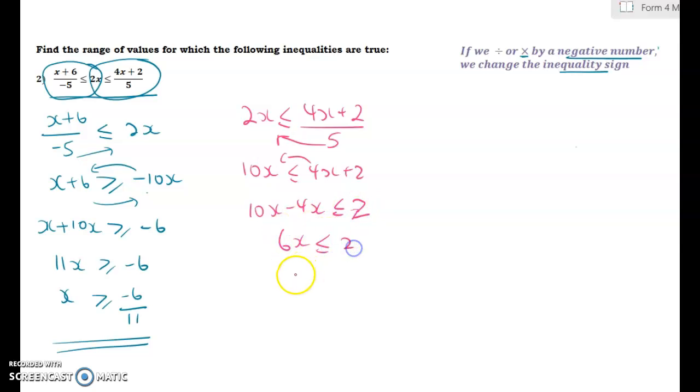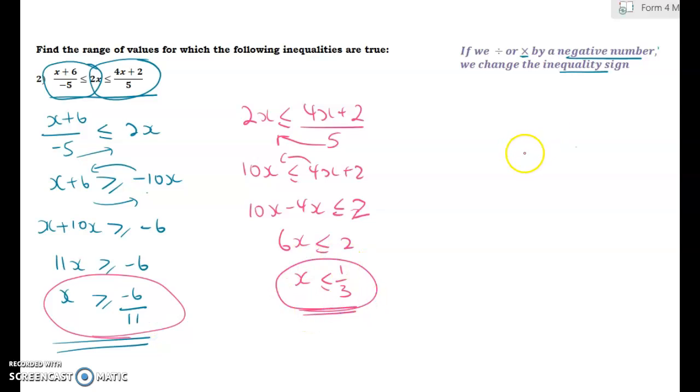X is less than or equal to 2. X is less than or equal to 1/3, because 2 on 6 would be 1/3. So this, everybody, these are my two inequalities that I'll now go to the number line with to plot, to see if I have any overlap in values.